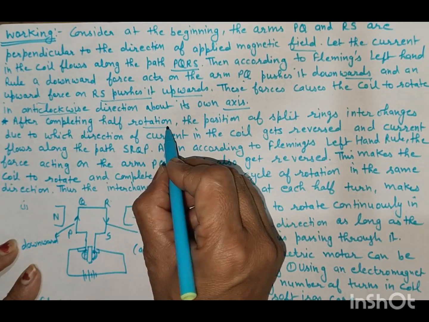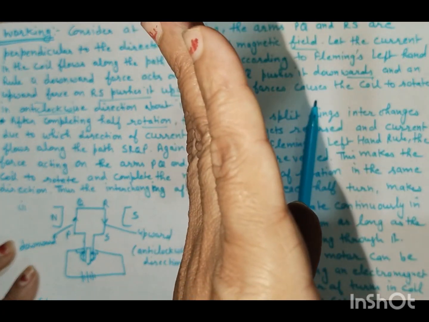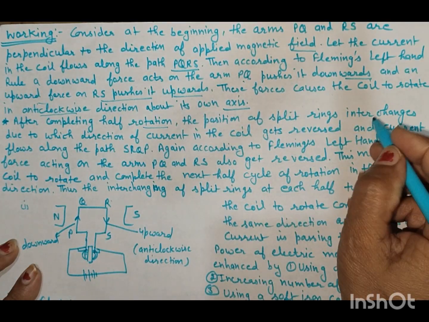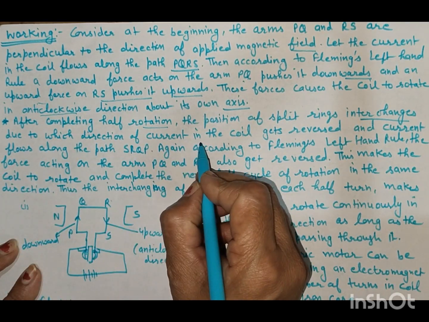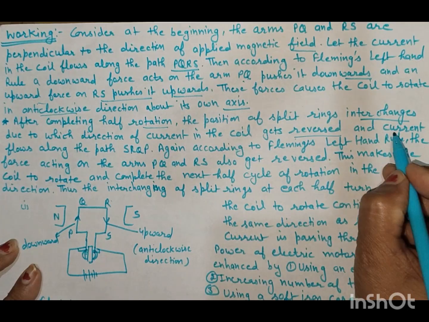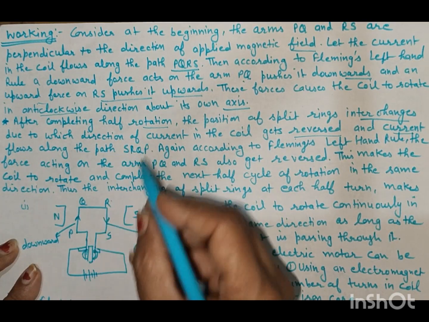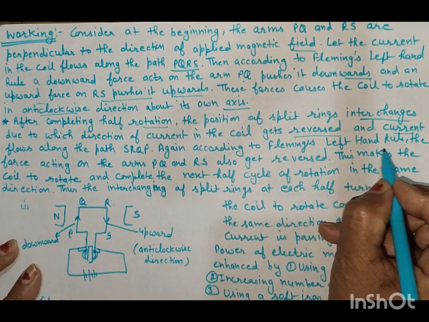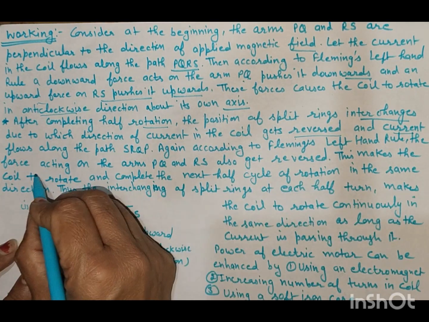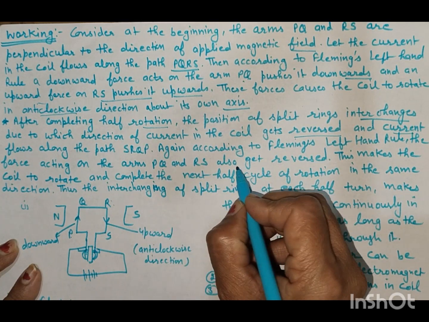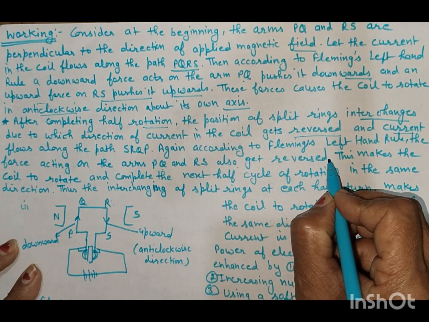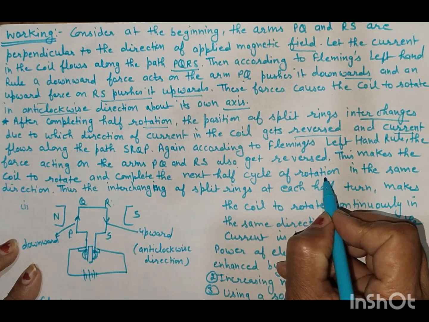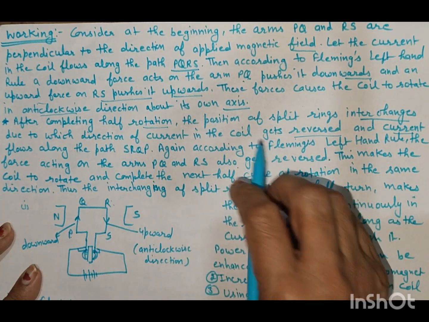After completing half a rotation, the split rings interchange, due to which the direction of current in the coil gets reversed and the current flows along the path SRQP. Again, according to Fleming's left hand rule, the forces acting on the arms PQ and RS also get reversed. This makes the coil complete the next half cycle of rotation in the same direction.